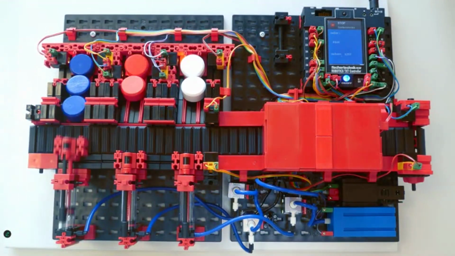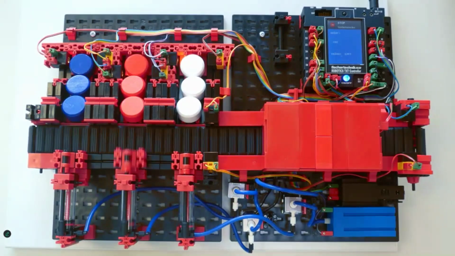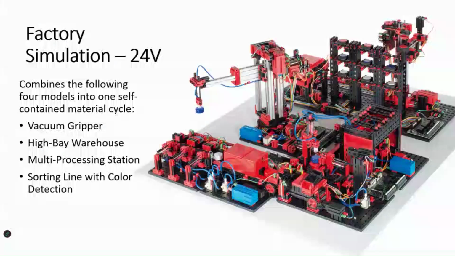The next model is the factory simulation, which essentially combines the last four models that we reviewed. Again, the vacuum gripper robot, the automated high bay warehouse, the multi-processing station with the oven, and the sorting line with color detection. It combines those four models into one self-contained material cycle.